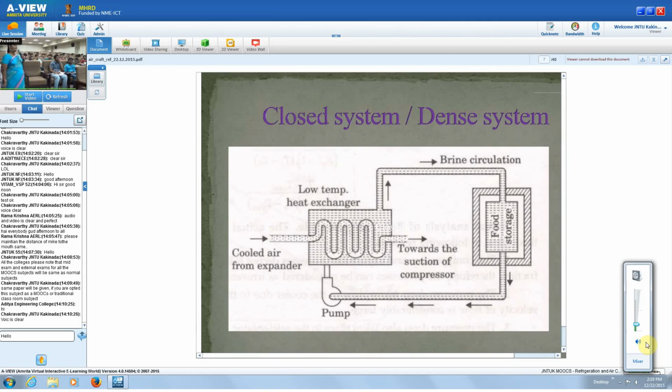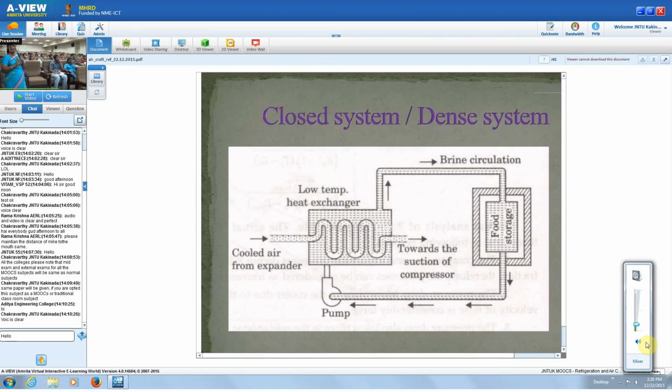The main disadvantage of the open system is that there is always a possibility of choking of the expansion valves. Because here the air directly takes the moisture from the fruits or vegetables kept inside the refrigerator, and during expansion that moisture is carried along with it. Due to that, there is always a possibility of choking of the valve, which can be avoided in the closed system.